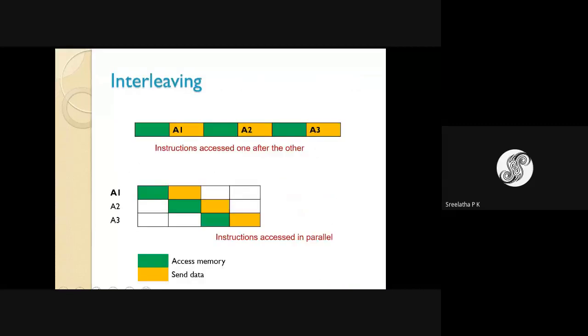There is research still going on. One possibility is the technique where interleaving is used. Interleaving means the data or instructions are not stored continuously in a particular block itself. Without interleaving, the instructions are retrieved consecutively, one after the other. Suppose green stands for accessing the memory, and yellow stands for retrieving the data and sending it to the processor. So these are three instructions retrieved from the memory.